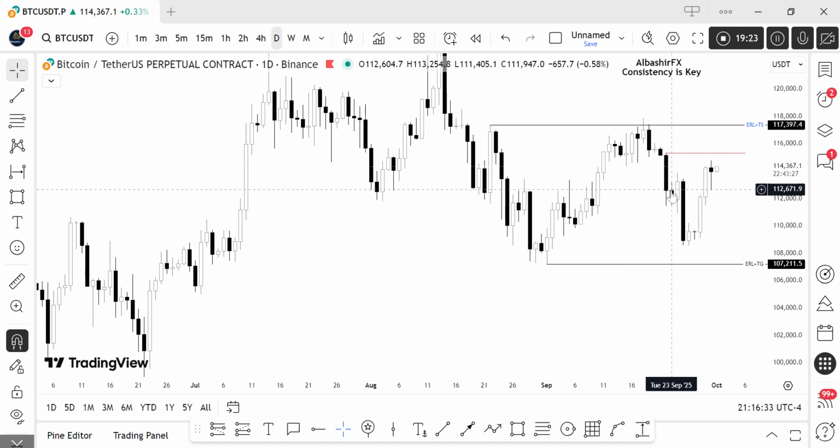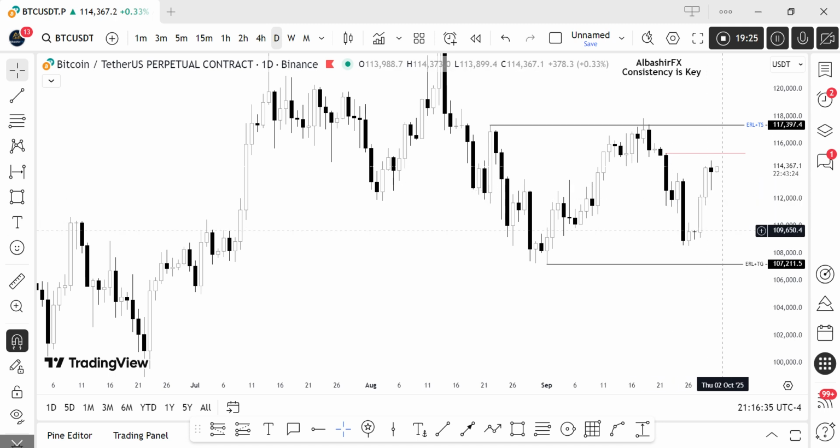So this is basically what I'm looking out for on Bitcoin. Bitcoin really is not that clear to me right now, but since I don't day trade it and only trade it on a higher time frame, I'm left with Euro, and I have to create another video separately for the Euro review.